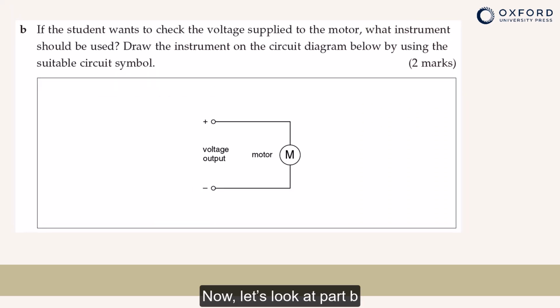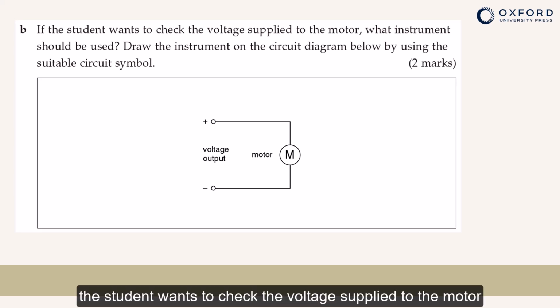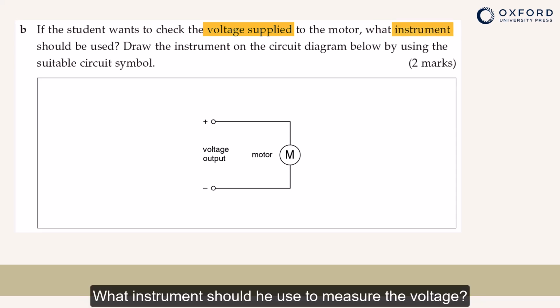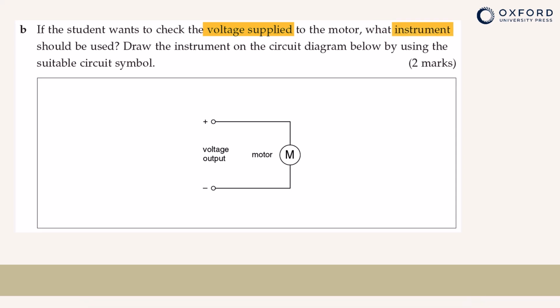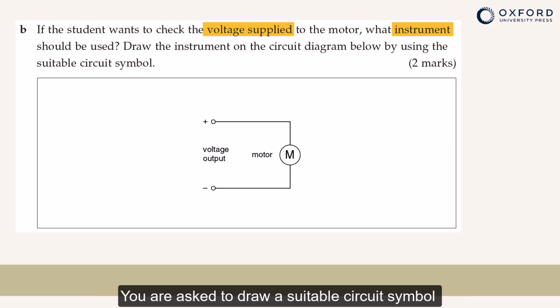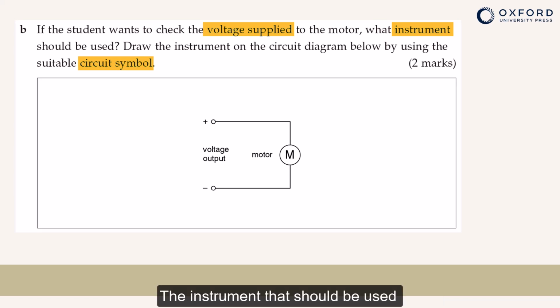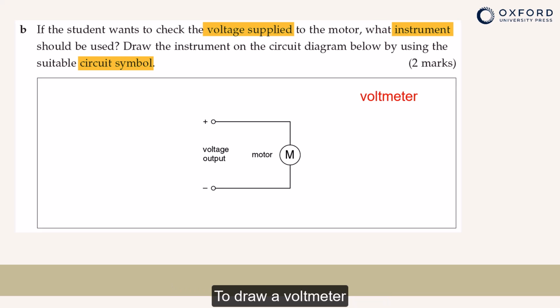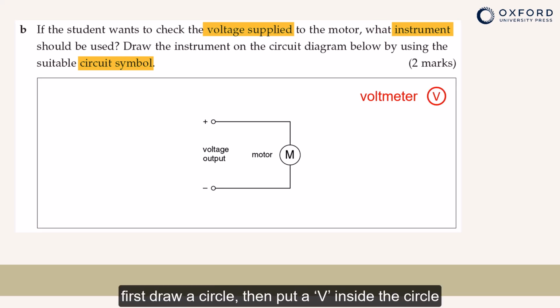Now, let's look at Part B. In Part B, the student wants to check the voltage supplied to the motor. What instrument should he use to measure the voltage? You are asked to draw a suitable circuit symbol on the circuit diagram to represent the instrument. The instrument that should be used is none other than the voltmeter. To draw a voltmeter, first draw a circle, then put a V inside the circle.